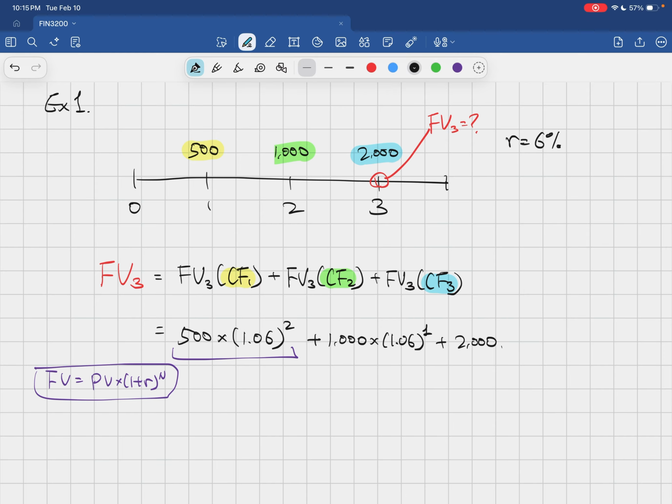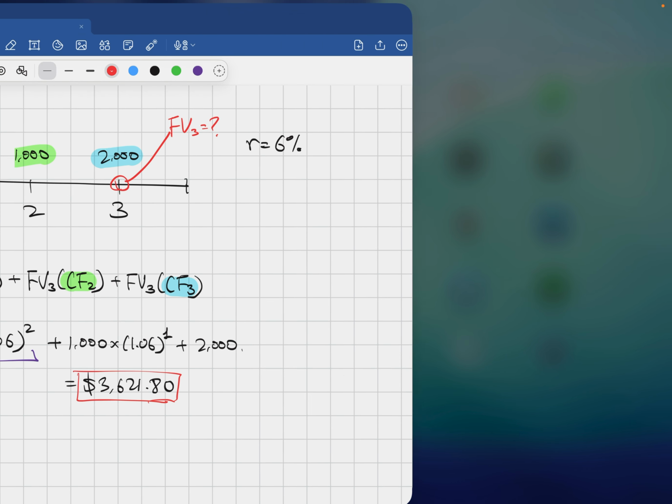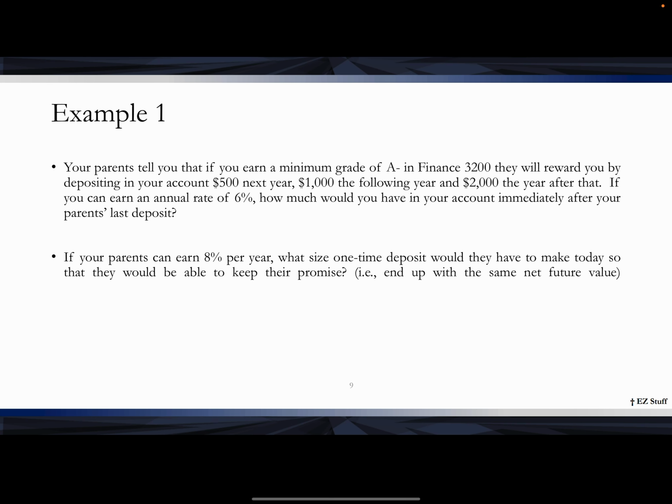Okay, so we just add everything up, and the answer is $3,621.80. This is the answer. This is how much you would have in your account immediately after your parents' last deposit. Okay? So, we'll do the second part. It says, if your parents can earn 8% per year, what size one-time deposit would they have to make today so that they will be able to keep their promise?